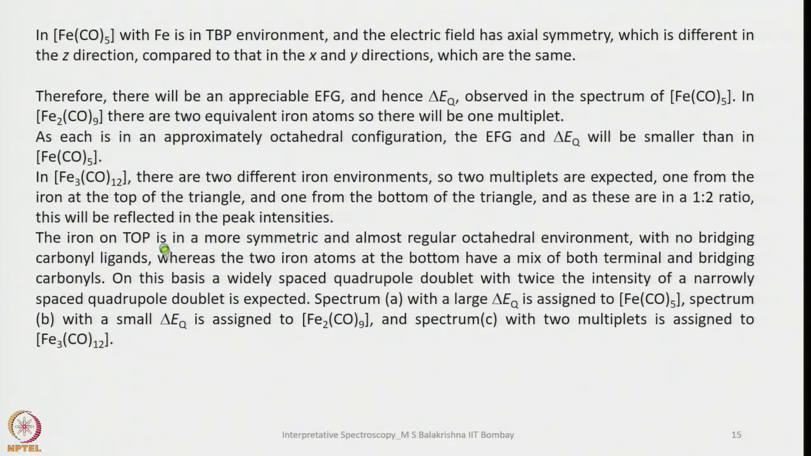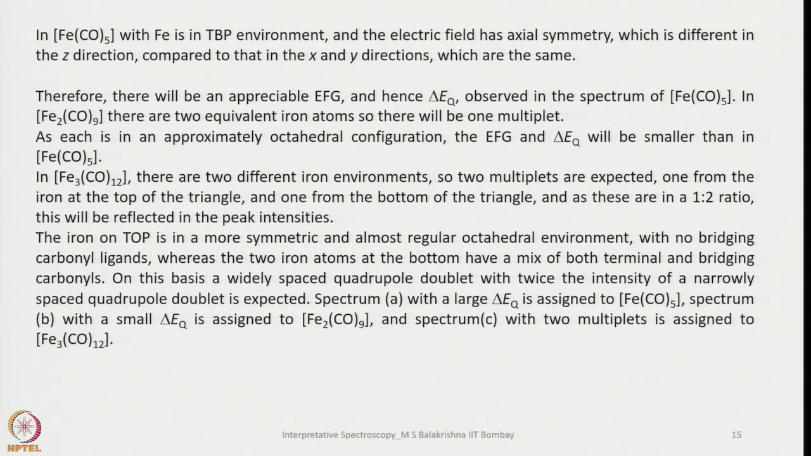The iron on top is in a more symmetric, almost regular octahedral environment with no bridging carbonyl ligands, whereas the two iron atoms at the bottom have a mix of both terminal and bridging carbonyls. On this basis, a widely spaced quadrupole doublet with twice the intensity of a narrowly spaced quadrupole doublet is expected. The narrowly spaced quadrupole doublet is for the top one.